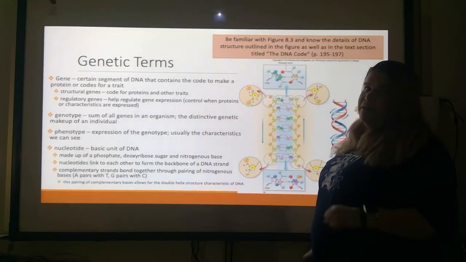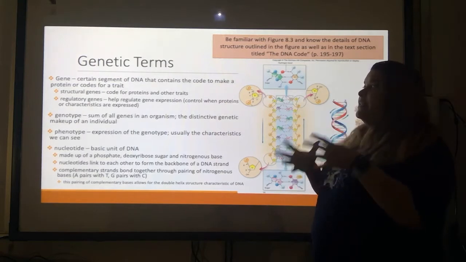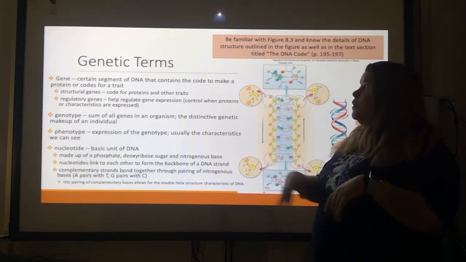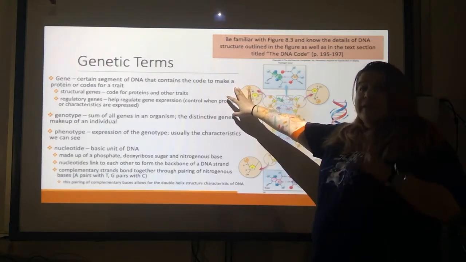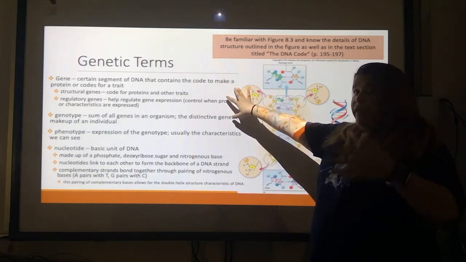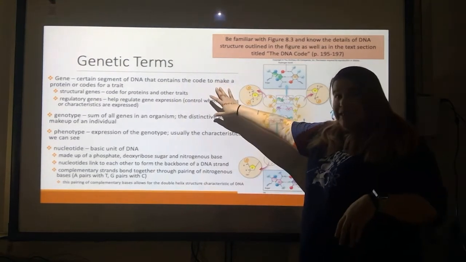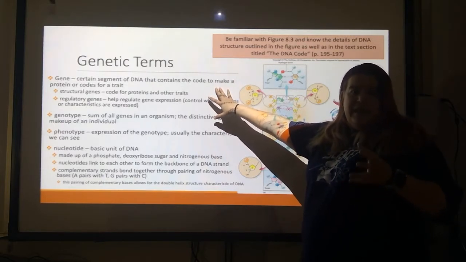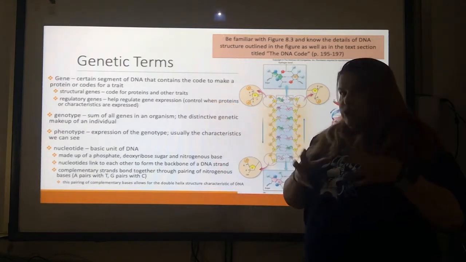Let's talk terminology. A gene. It is a specific segment of DNA that contains a code, an instruction manual, to make a protein, or it codes for a trait. So I need a channel, a doorway, for sodium to get into my cell. There is a gene for making sodium channels somewhere inside of my genetic code. Again, it's an instruction manual that tells me how to put things together.